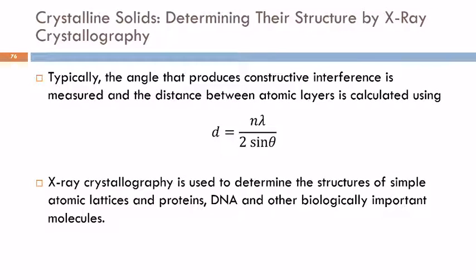So typically what we do is you look for the angle that produces maximum constructive interference, and you measure that. And then you can calculate the distance between the atomic layers: d is an integer times the wavelength of the X-rays over 2 times the sine of theta. So theta is what you're measuring. X-ray crystallography has been used to determine the structure of all kinds of things, and it was very important in finally determining the double helix structure of DNA.